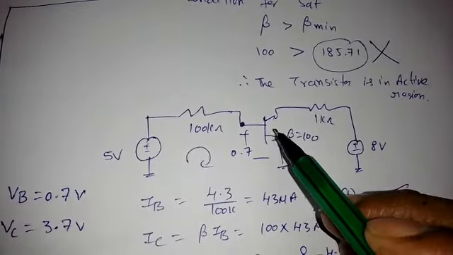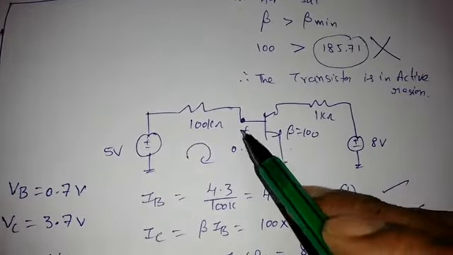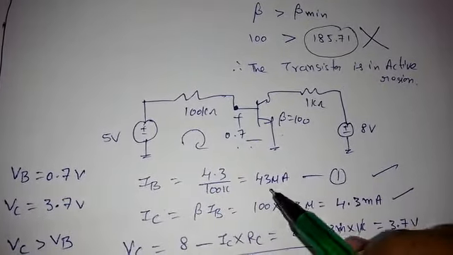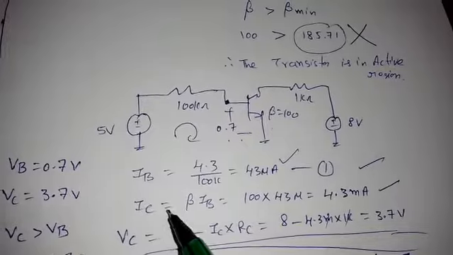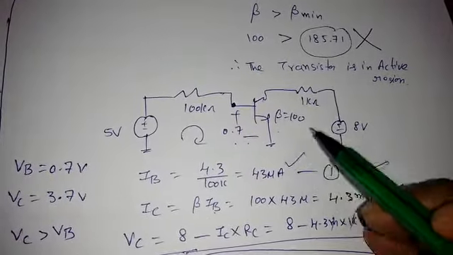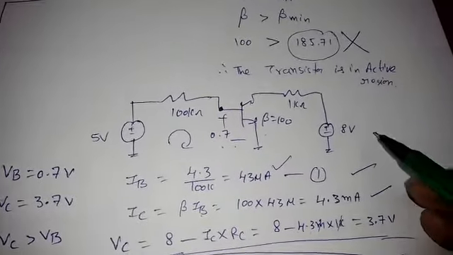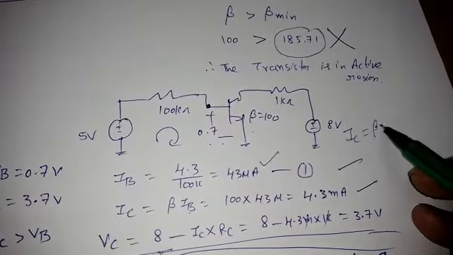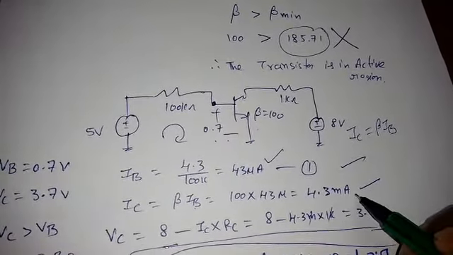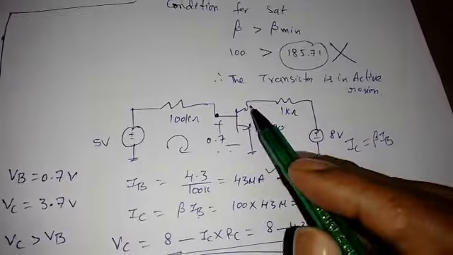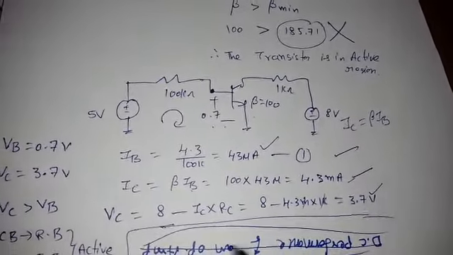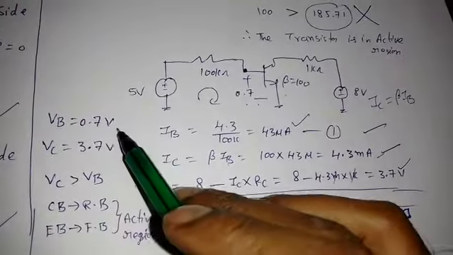Whenever the transistor is in active region, VB is 0.7 volt only. Then again apply KVL, so IB will become 43 microampere and IC is beta times IB. Now it is not necessary to apply KVL, as I already discussed, IC should be beta times IB in the active region. So we got IC as 4.3 milliampere. Now to find VC, it is VCC minus IC into RC. So we got 3.7 volts. And similarly VB is 0.71.